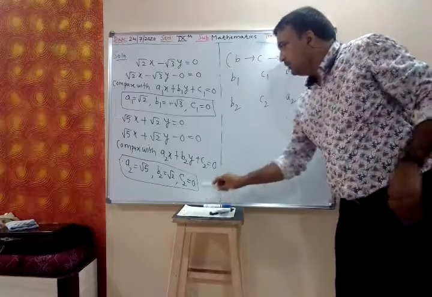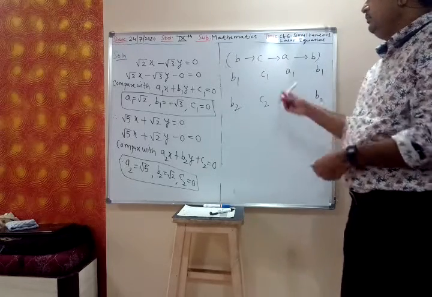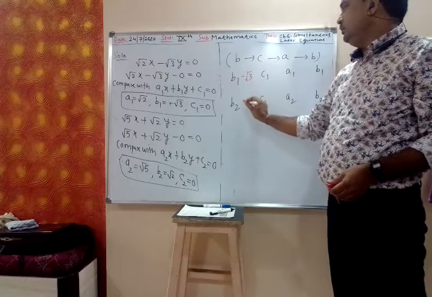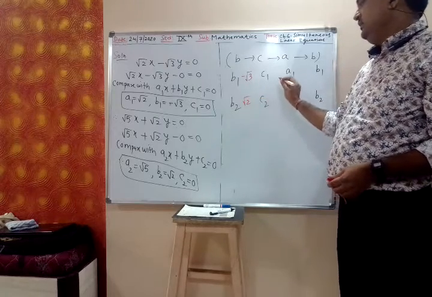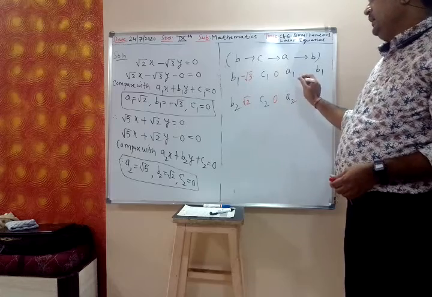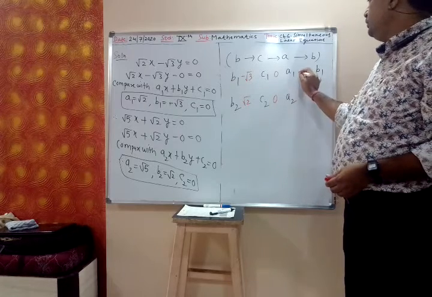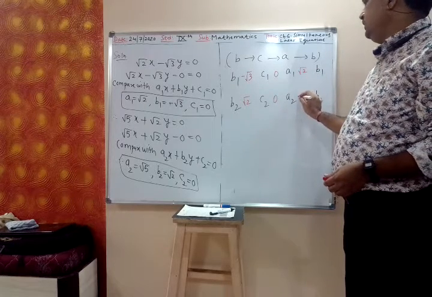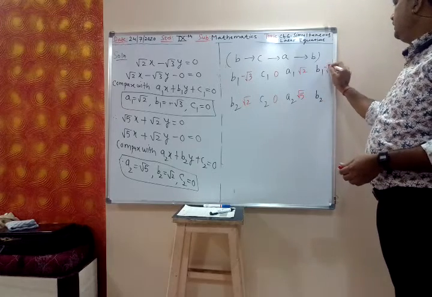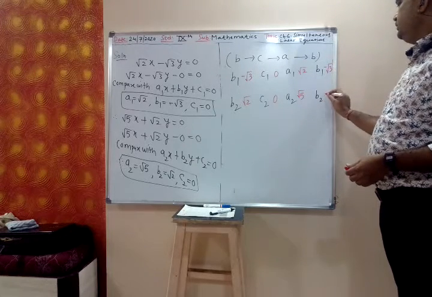B1, B2. Wait. B1 is minus root 3. B2 is root 2. C1 is 0. C2 is 0. A1 is root 2. A2 is root 5. B1 is minus root 3 and B2 is root 2.